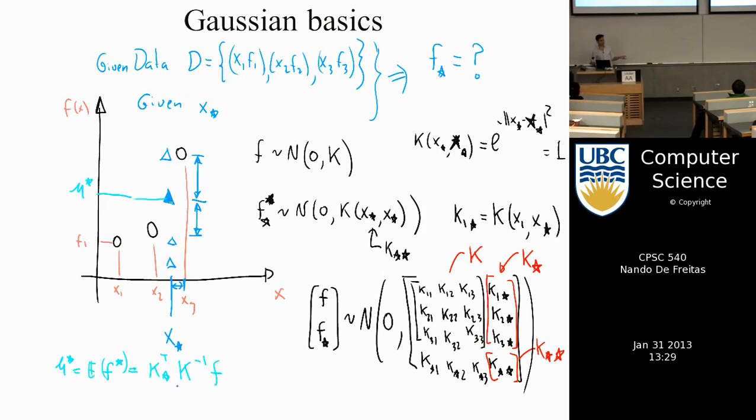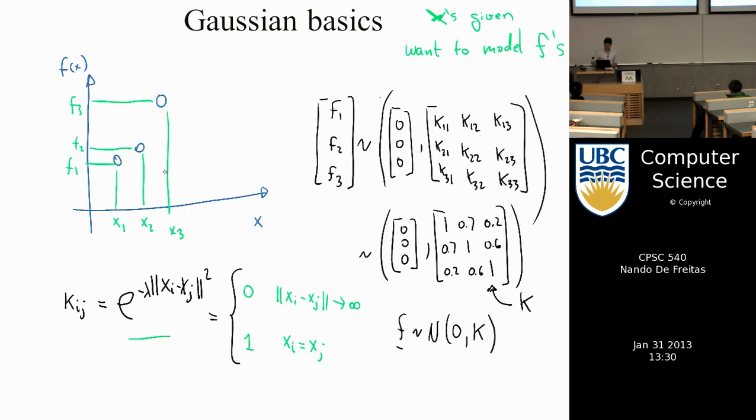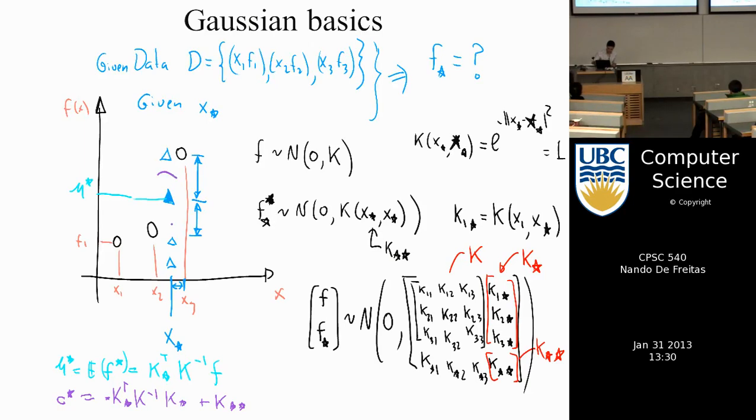I also can use the theorem and get the covariance. It's sigma star, which is equal to, using the theorem, I'm just reading it off here from my notes, k star star minus k star K inverse times k star transpose. Oh, sorry, it's minus this plus k star star. What this sigma does is it gives me the variance. That's what that sigma star gives me.